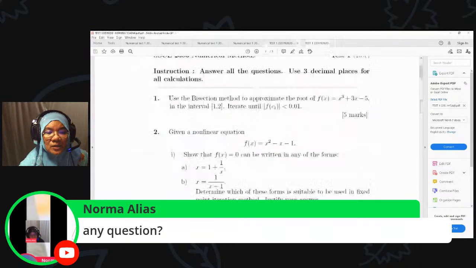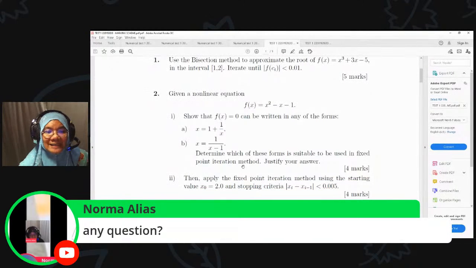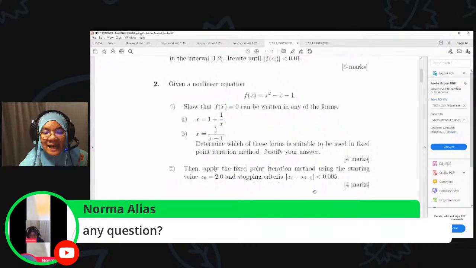The second question is very long here. The first is they want you to determine which is the suitable g. The second is apply the fixed point iterative method after getting the g and stop the iteration when x_{i+1} minus x_i is less than 0.005, because you are using 3 decimal places. The initial condition starts from 2.0.